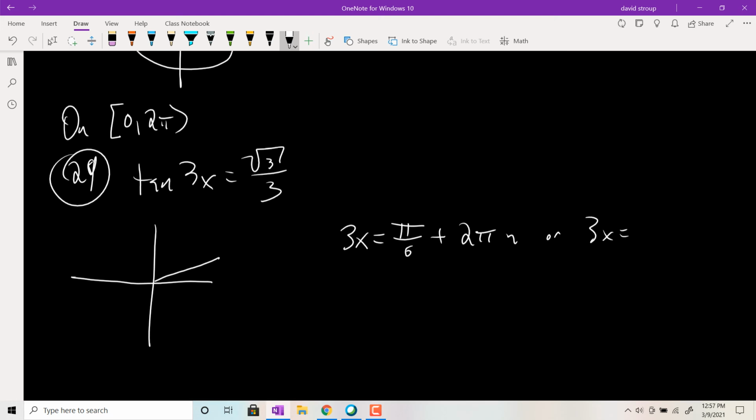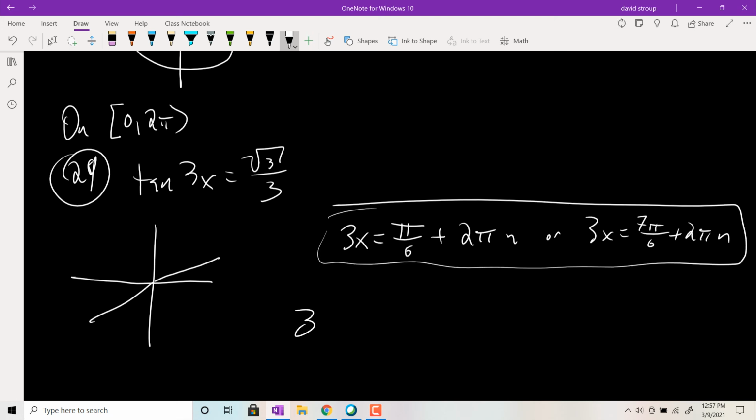Or 3x equals, the other one is in this quadrant, so 3x equals 7 pi over 6 plus 2 pi n. And because of the symmetry with the tan function, you can combine these into one. 3x equals pi over 6 plus pi n, because you can just move by pi to get to here. In other words, you can reduce this set of things by simplifying it into one expression.